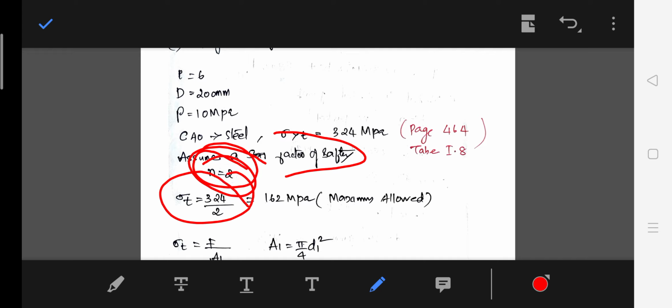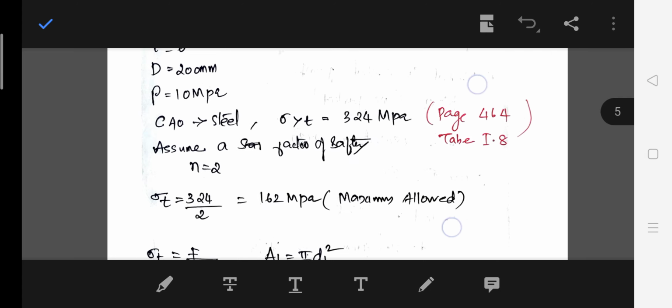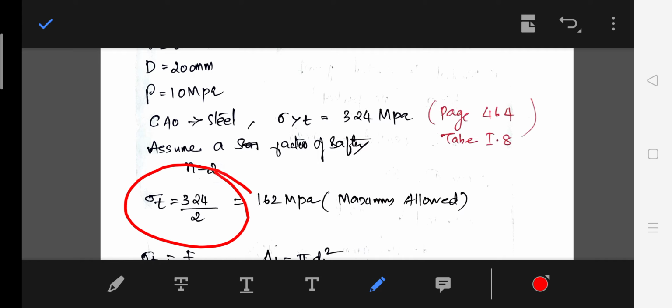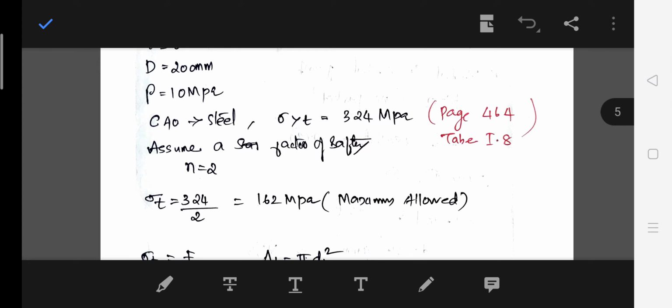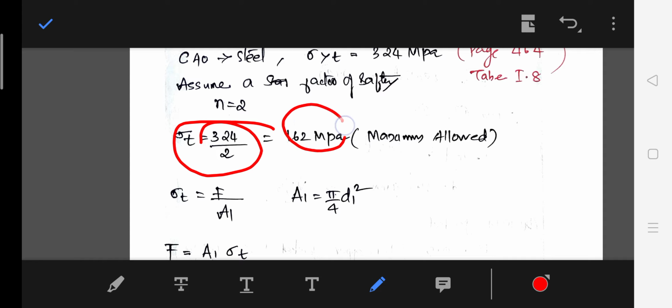So maximum allowed stress is yield stress divided by factor of safety. Okay, this relation is important: sigma t is equal to sigma yt divided by n. Sigma t is the maximum allowed stress and sigma yt is the yield stress. So we need to calculate the allowed stress, which is below the yield point. If the factor of safety is given in the question, take it. It is not given, so let us assume n equal to 2. So we get a maximum allowed stress equal to 162 megapascal.